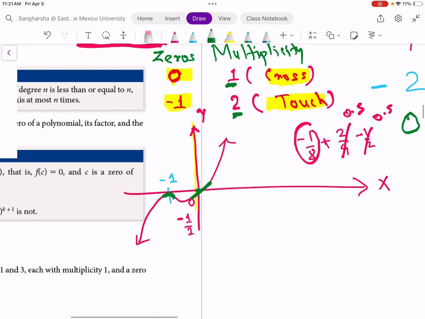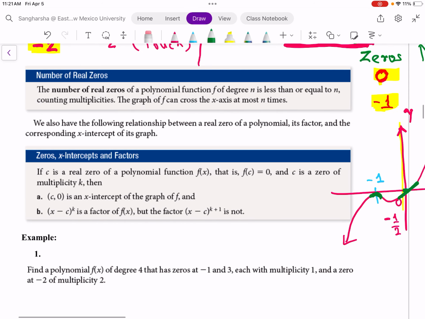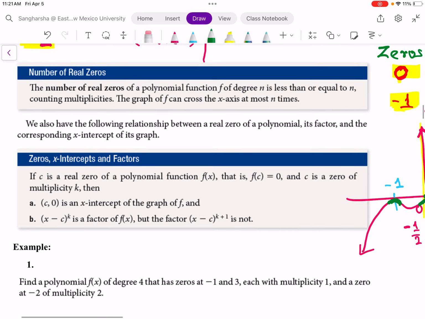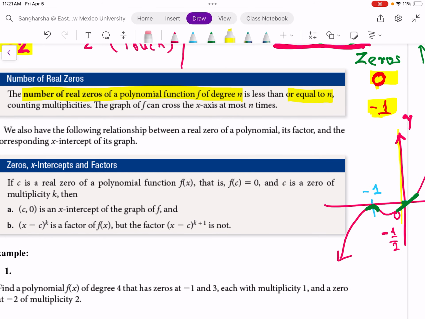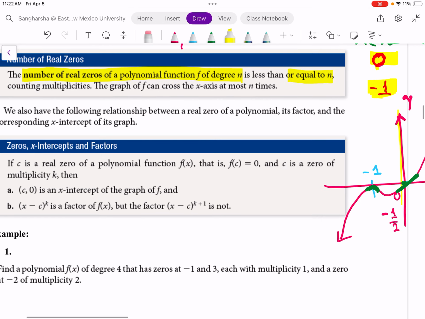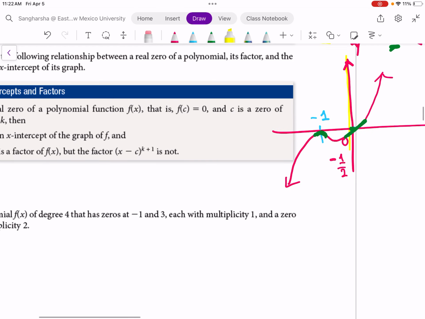Okay, now here we have the number of real zeros. What it tells us is that the number of real zeros of a polynomial function of degree n is less than or equal to n. Now we have a polynomial function of any degree, let's say degree 10. If we have a function of degree 10, what can we say about the number of zeros that function can have?